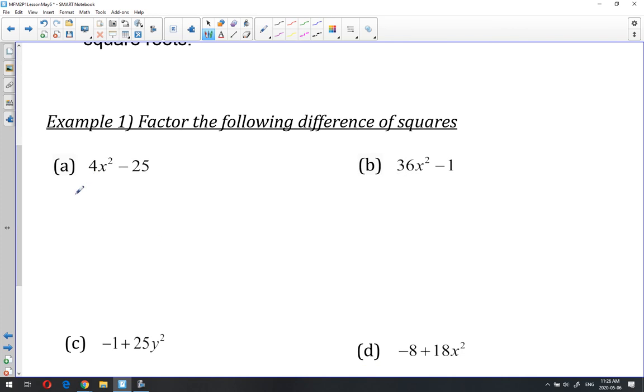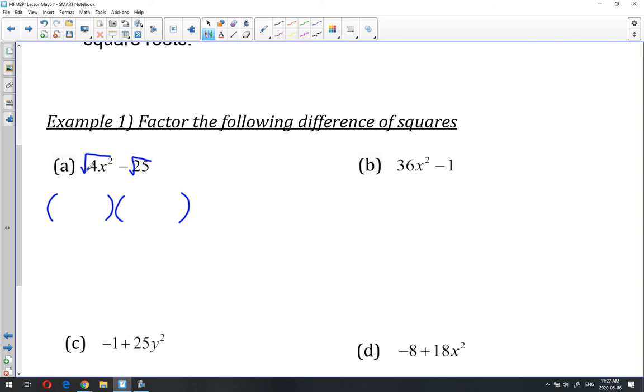Okay, so let's take a look at this. In example 1a, we have 4x squared minus 25. To factor this, first of all, let's check to see if it's a difference of squares. First of all, it's two terms, check. The first criteria is met. The two terms are being subtracted, that's true. And the two terms are both perfect square terms. So to factor this, here's what we're going to do. We set up two brackets. We take the square root of the first term and the square root of the second term.